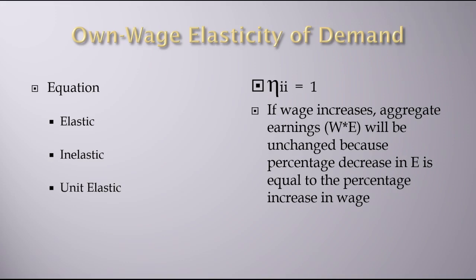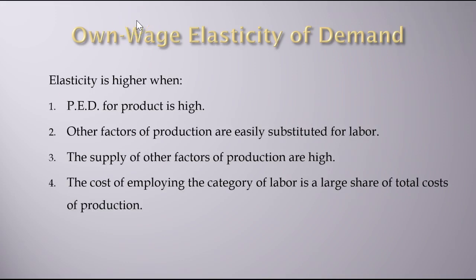And let's go back to number 2. So 1, if the price elasticity of demand for the product is high, then the own wage elasticity of demand is going to be high. The second is that if the substitutability of other factors is high. So basically, if other factors of production are easily substituted for labor, so for example, if you can easily substitute capital for labor, if I want to move from labor to capital, I can do that quickly and easily. Well, if that's the case, if they can be easily substituted for each other, then the own wage elasticity of demand is going to be high.